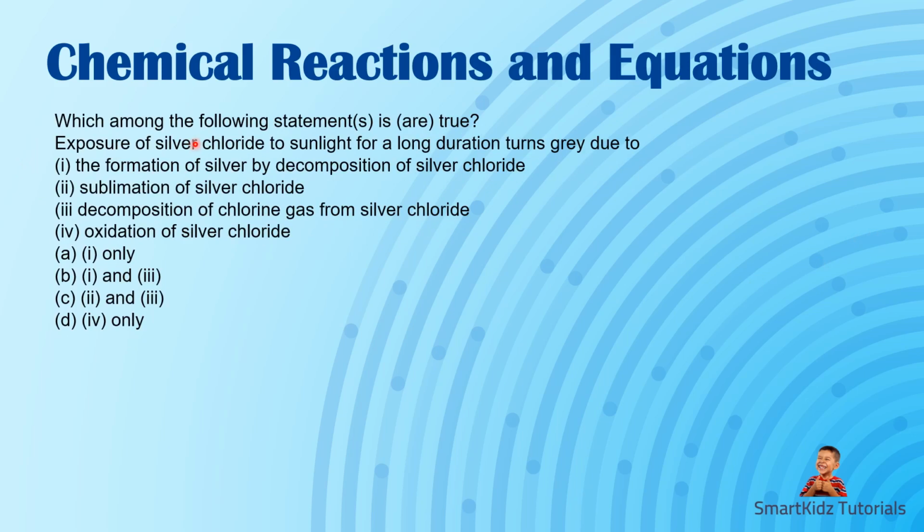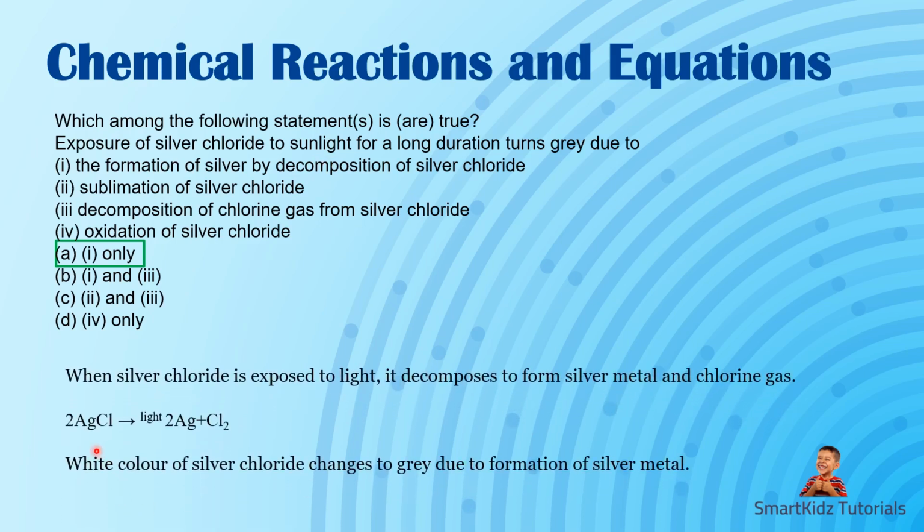Next question: which among the following statements is or are true? Exposure of silver chloride to sunlight for a long duration turns it gray due to formation of silver by decomposition of silver chloride, sublimation of silver chloride, decomposition of chlorine gas from silver chloride, or oxidation of silver chloride. And we are given the choices over here. The answer is the first one only: formation of silver by decomposition of silver chloride on exposure to sunlight. Look at the reaction. So silver chloride, when exposed to sunlight, breaks down into silver, giving us chlorine. It's a decomposition reaction.